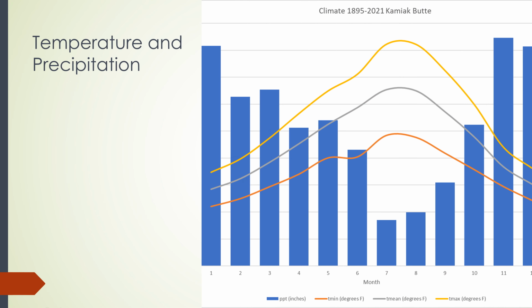When it comes to the temperature and precipitation at Kamiak Butte, the year-round average shows a fairly consistent pattern of hot and dry summers and cold, wet winters. This can be attributed to the diverse air masses throughout the year seen at Kamiak Butte.